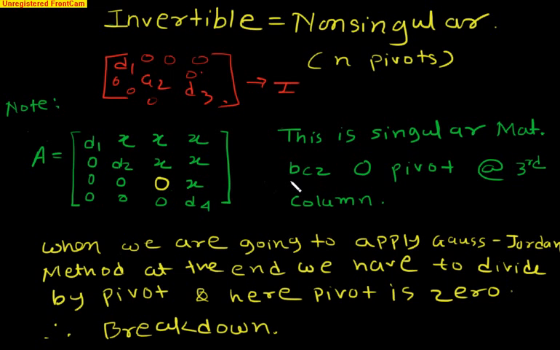This means if a matrix contains a 0 pivot, then the Gauss-Jordan method breaks down, because that matrix is a singular matrix, and the inverse of a singular matrix is not possible.